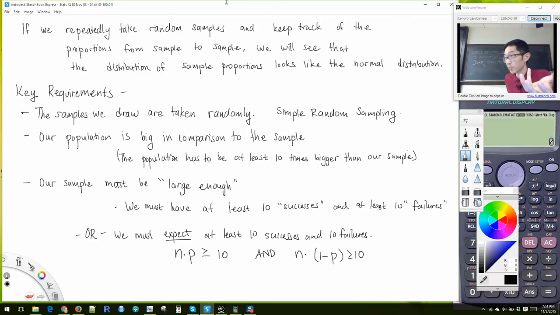A scoop of 50 candies is big enough because we're expecting about half to be red and half to be not red. So we're expecting about 25 and 25. But a scoop of 12 would not be enough because with 12, we're expecting half to be red, so only 6 to be red, and half not to be red. So I'll write this down.